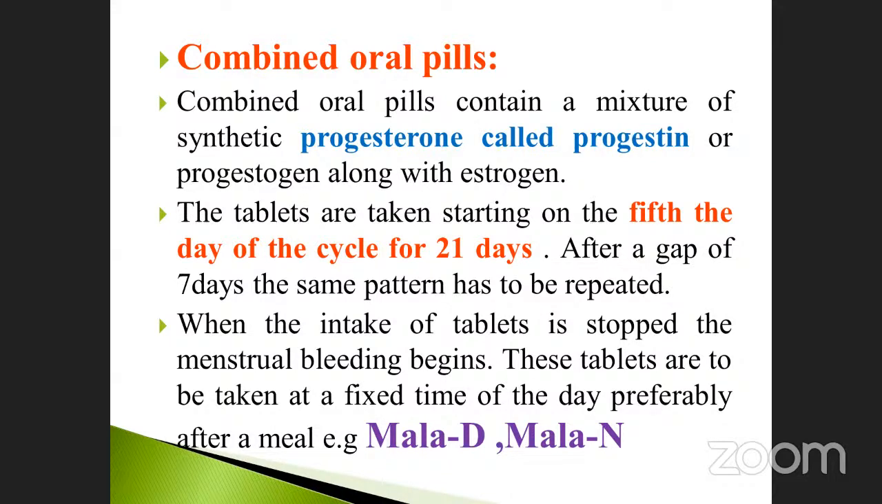These tablets are to be taken at a fixed time of the day, preferably after a meal. Examples are Mala D and Mala N. These are the two tablets taken. What do they provide? They provide the progestin component, particularly the progesterone along with the estrogen. These are the two hormone-containing pills. When you stop taking the tablets, automatically the bleeding comes out.